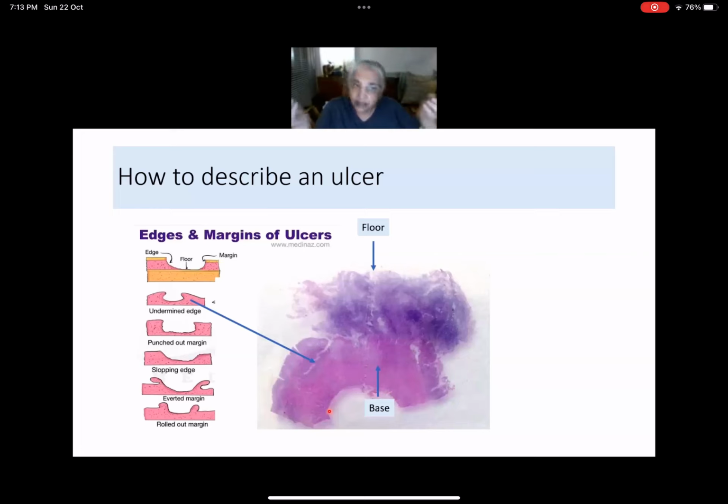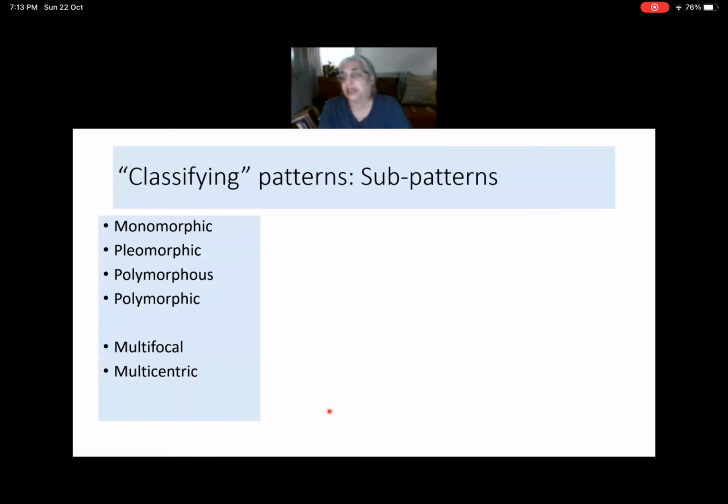It's a gross thing that you see the margins are undermined, but you can see that very, very well, even in a well-prepared histological specimen. Okay, now those were the major patterns, but we have lots of sub-patterns, and we should know about some of them.